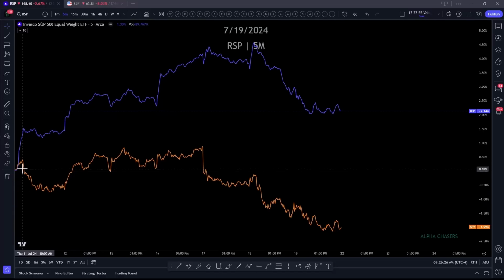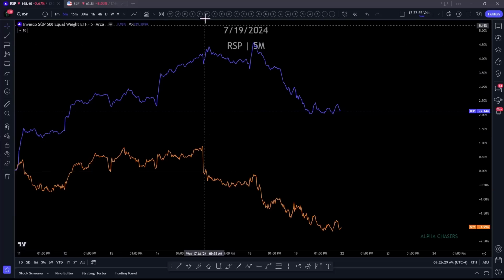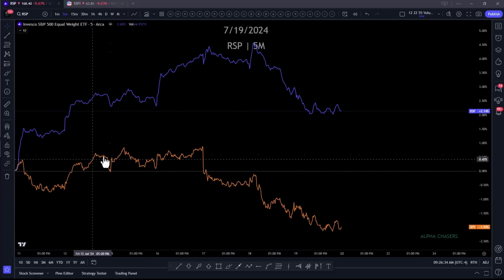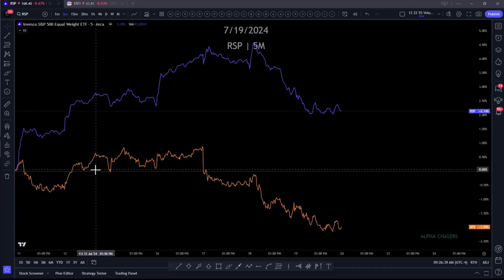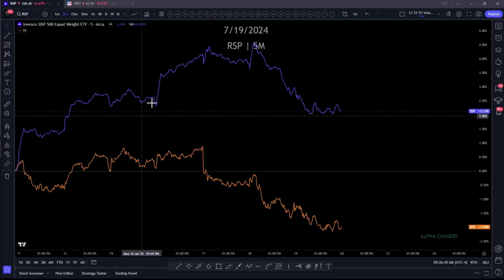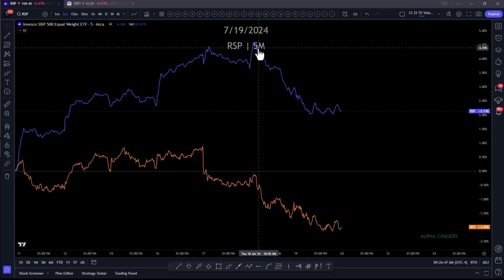So first thing, looking at this, what are we saying? We're seeing a massive divergence. You can see how the S&P was coming down. At the same time, RSP was going higher. They were selling the big dogs and they were buying these. Right? They were selling the big dogs and they were buying everything else.